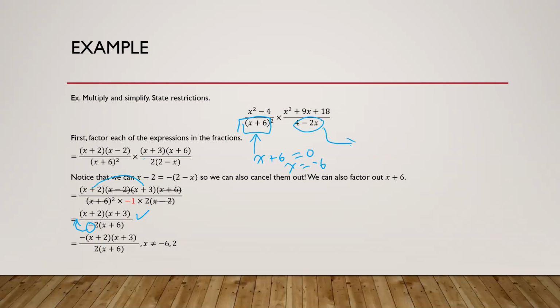And over here, we can do a little bit of math. 4 minus 2x, when is that equal to 0? If I bring the 2x over, you get 4 is equal to 2x, and then you divide by 2, x is equal to 2, okay? So that's my other point when the denominator is equal to 0. So I simply state this as x cannot equal -6 and x cannot equal 2, because those are the 2 points at which the denominator would equal 0, which you know is not allowed.